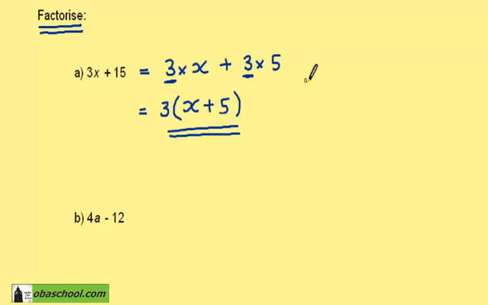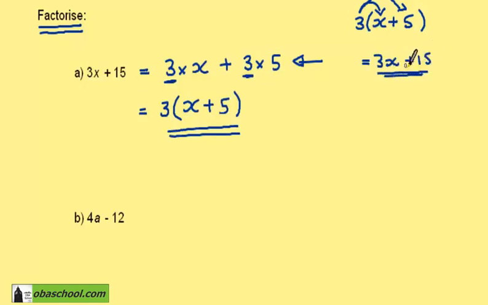As we get more practiced at this, we can ignore this line. However, this line is very useful at this stage as it helps us pick out what's common between the terms. We can always check that our answer is correct because we know how to expand. So if we take 3 times x plus 5, 3 times x is 3x, and 3 times plus 5 is plus 15. So we can see we have the right answer.